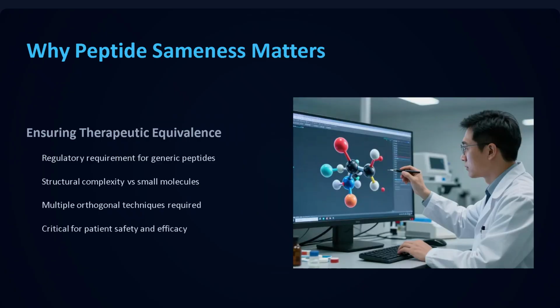Peptide sameness is a critical regulatory requirement when developing generic peptide drugs. Unlike traditional small molecules, peptides are structurally more complex and may contain multiple conformations or sequence variants. Because of this complexity, regulators expect a comprehensive analytical demonstration of sameness. This typically involves multiple orthogonal analytical techniques to confirm structure, purity, and physicochemical properties. Ultimately, these studies ensure that the generic product will deliver the same safety and therapeutic effect as the reference product.